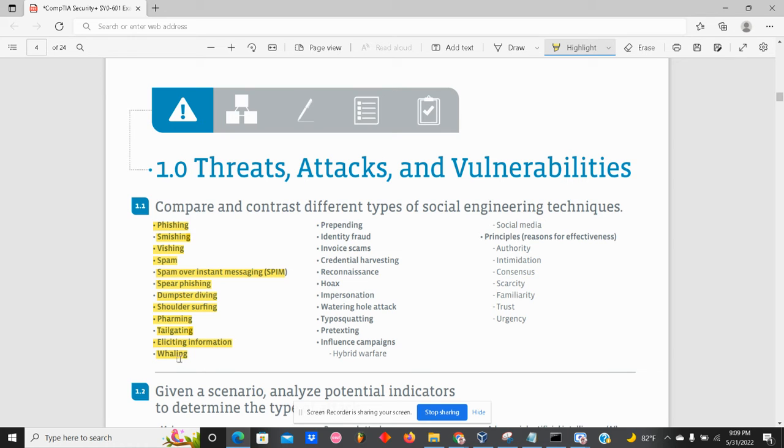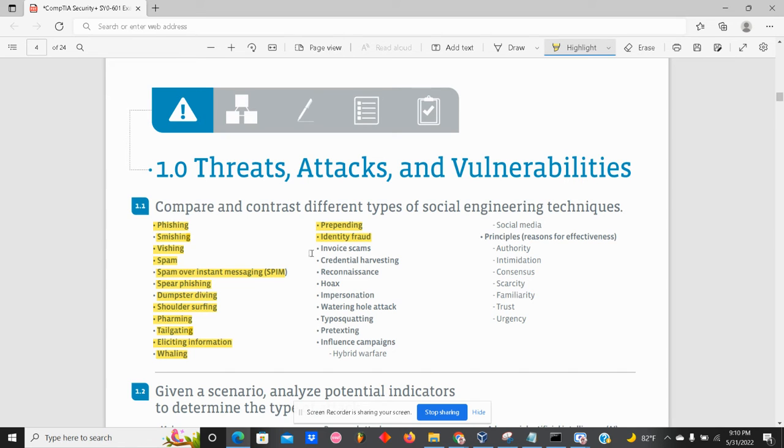Whaling is a very specific type of phishing, which only targets very high executives. It is not spear phishing if it is targeting the CEO, the CFO, or some kind of title that starts with C. Prepending is an attachment to a normal source code. When you attach some kind of malicious message inside that source code and someone opens it, it could lead to a lot of malicious consequences.